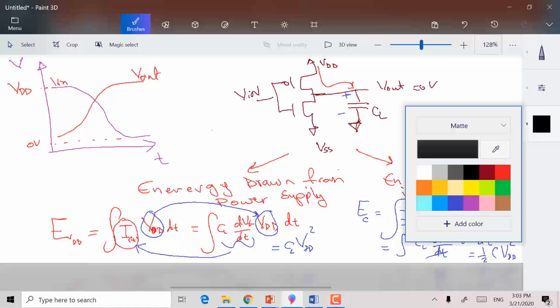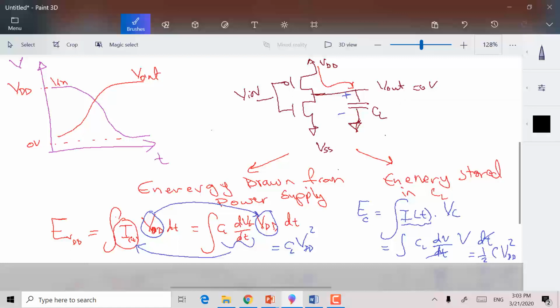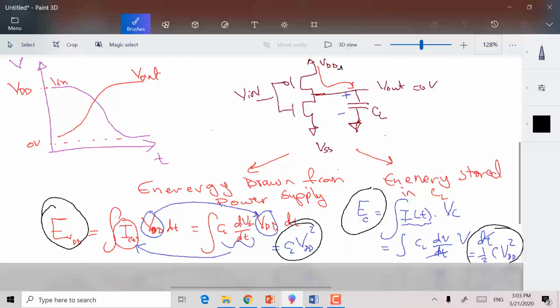Now, look at the interesting result here. The energy from the power supply is CV square. The energy stored in the capacitor is half CV square. It's kind of interesting. So, for example, if we are giving 1 femtojoule or 1 picojoule from the power supply, somehow half of it is stored here, and the other half is gone. Where? Actually, it is dissipated as heat in the PMOS transistor.